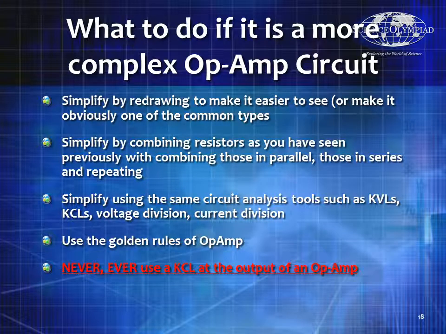So, what to do if it's a more complex operational amplifier circuit? Simplify the drawing to make it easier to see, or see if it's one of the common types. A lot of times what they'll do is they'll draw it up so it looks really complex, but it really is one of the common types. Simplify by combining resistors you have seen previously, those in parallel, those in series, and repeating. In other words, you're always simplifying the circuit. Simplify the same circuits using KVLs and KCLs. However, remember, we never do a KCL at the terminal or at the output of an operational amplifier. Always use the golden rules of an op amp, but never ever do a KCL at the output of an operational amplifier.